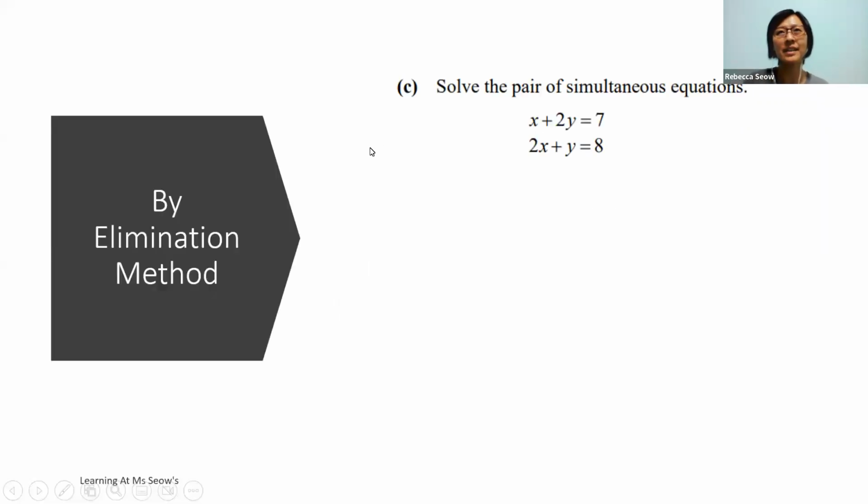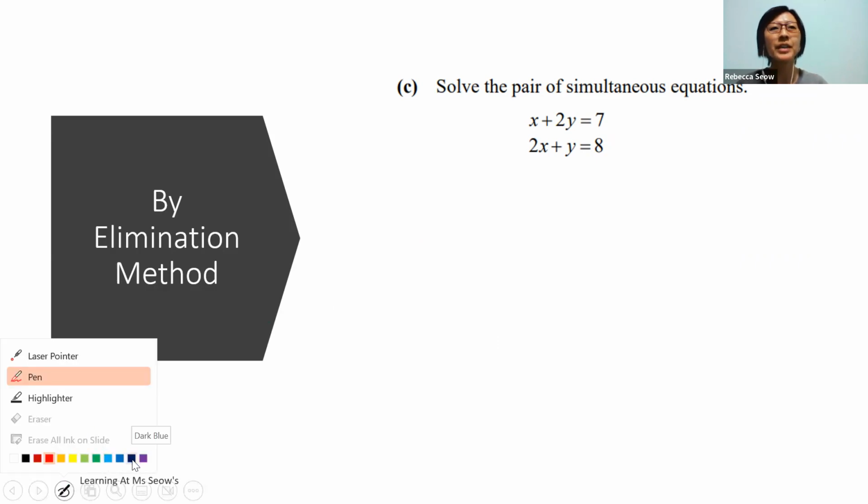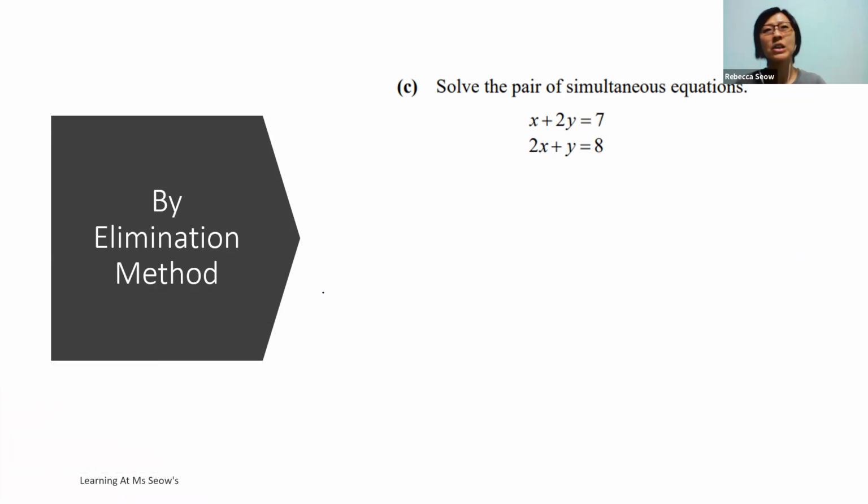All right, it says solve the pair of simultaneous equations, x plus 2y equals 7 and 2x plus y equals 8. We are going to use the elimination method to solve it first. Knowing that there are two equations being solved at the same time, I'm going to label the first one as equation 1 and the second equation as equation 2.